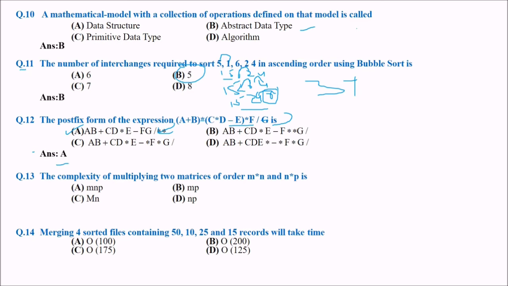The complexity of multiplying 2 matrices of order m by n and n by p is, these are the options for you. Is it m into p or any other? The answer is m into n into p. M into n into p. So this will be the answer. Complexity.